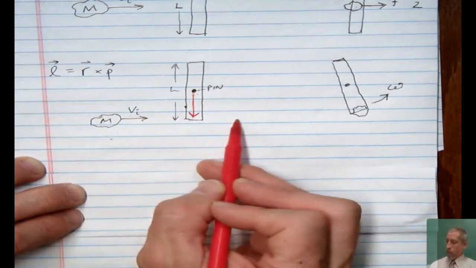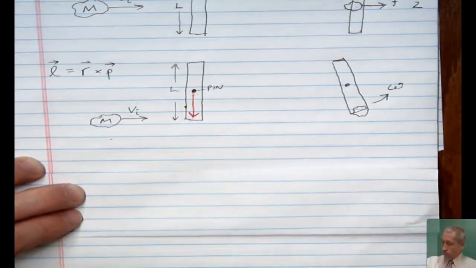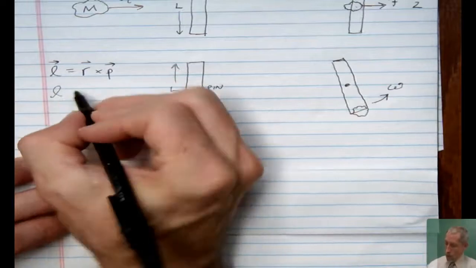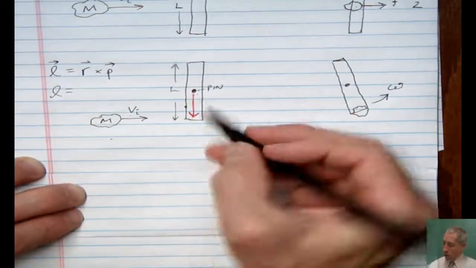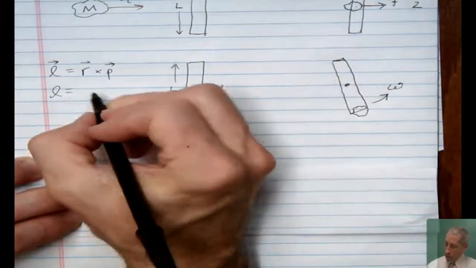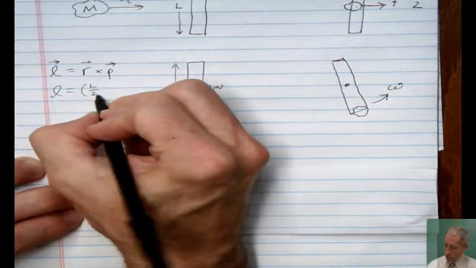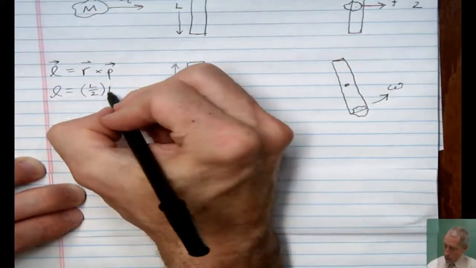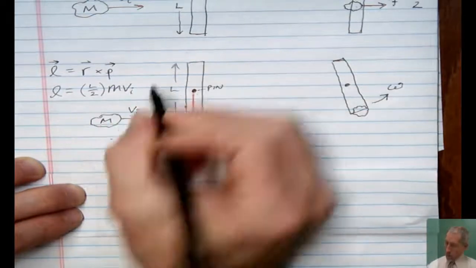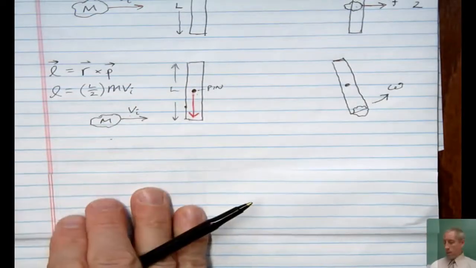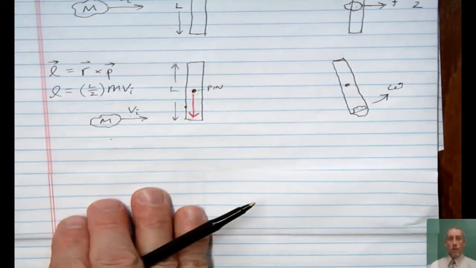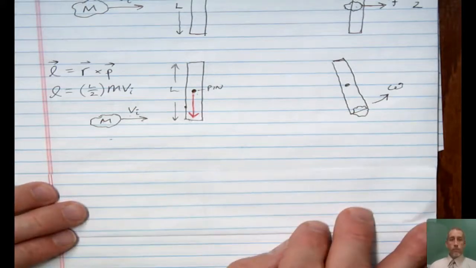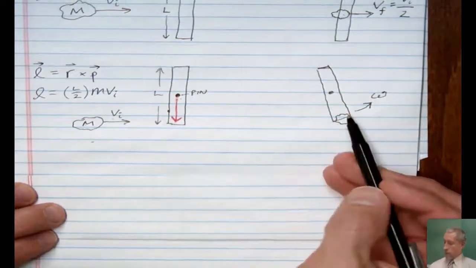The p vector is just going to be the mass times the velocity vector. That's straightforward. And so if we put in the magnitudes and account for that 90-degree direction, all this is an r of half the length, L over 2, and m times v_i. That is how we would express the angular momentum that the blob has just before the collision. Well, what about after the collision?